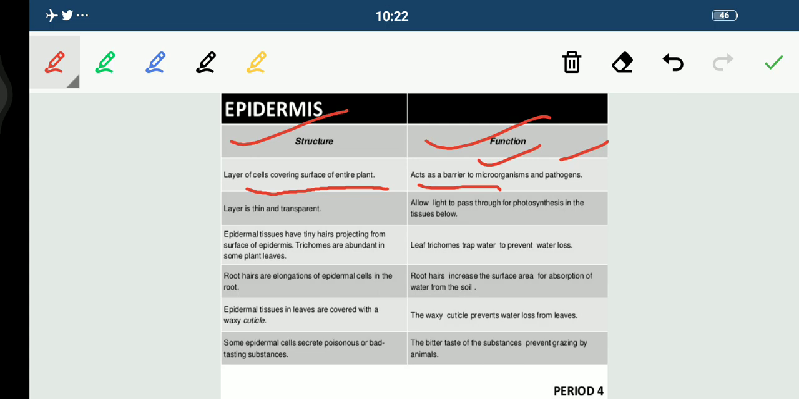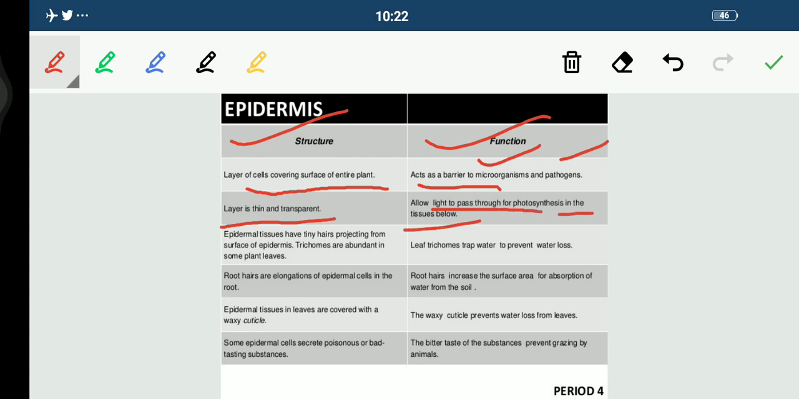Next one we have is that the layer is thin and transparent. Okay, fine, we have got it that the layer is thin and transparent, that comes under the structure. So why is this layer thin and transparent? Because if it is thin and transparent, it will allow the light to pass for photosynthesis in the tissue below.